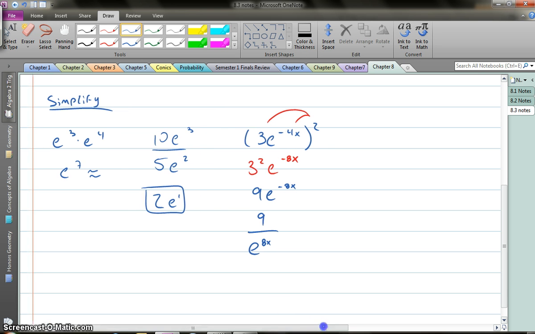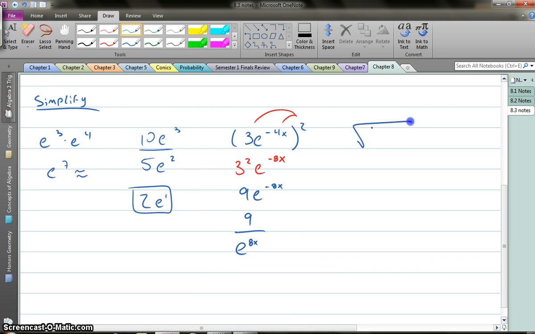All right, one more for you. The 4th root of 16 e to the 8x. Well, the 4th root of 16 is just 2. Now, e to the 8x to the 4th root. How am I going to do that? Treat it like it was just x to the 8th, to the 4th root. How many groups of 4 do you have in there? We would take out x squared.